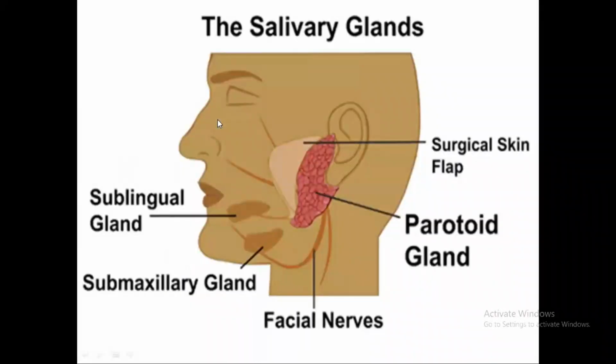Okay, I have told you already there are three pairs of salivary glands. These salivary glands secrete saliva. So this is the one, second one, and this is the third salivary gland. That means three pairs are there.